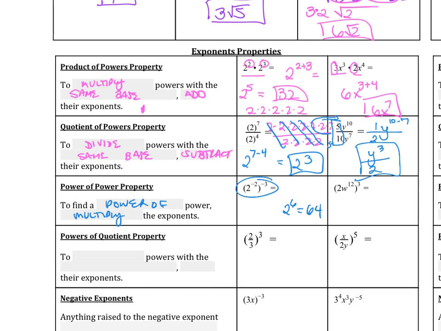Now here, we need to be careful. We need to remember when you have a number inside, so 2w to the 12th. So we know that we're going to multiply the exponents. That is fine.